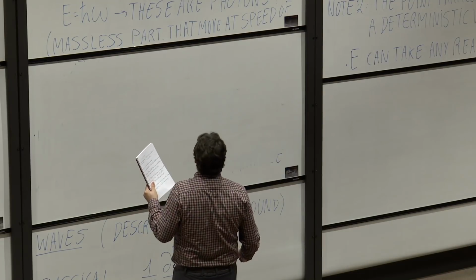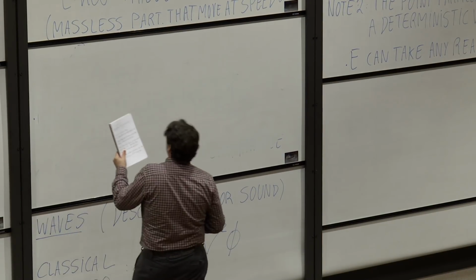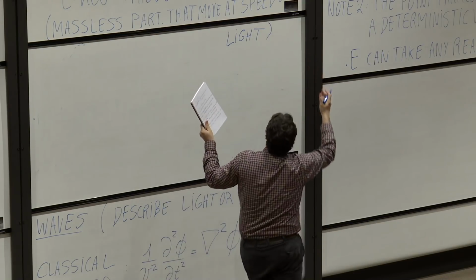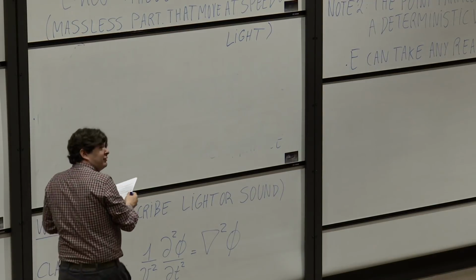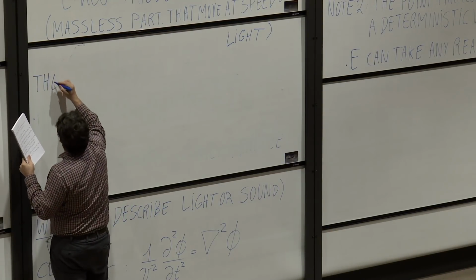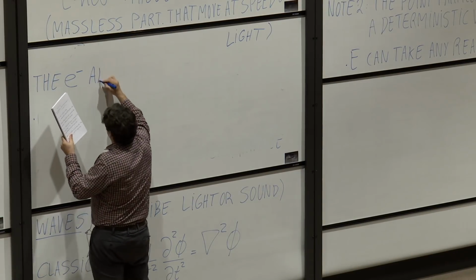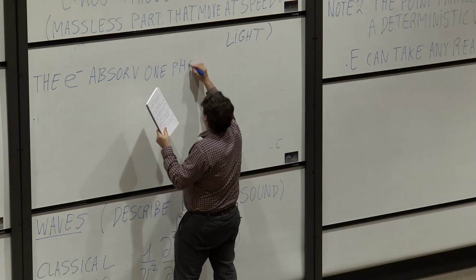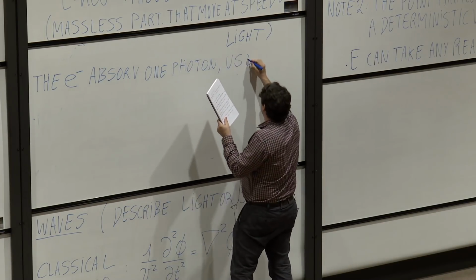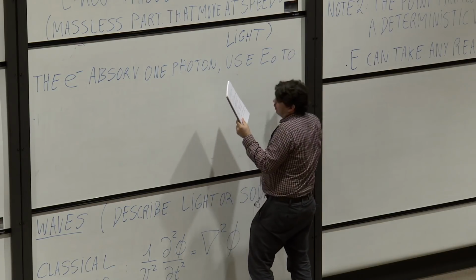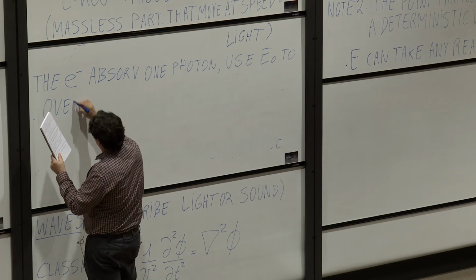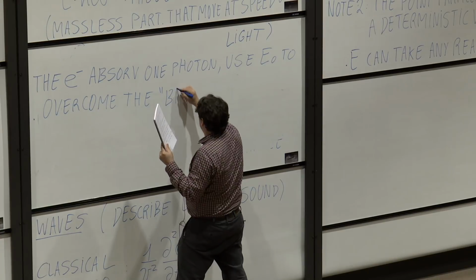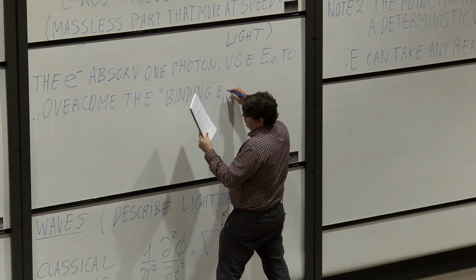Just erase one of the most important things that move at the speed of light. Then the explanation, so how this explains our results, is because the electrons, the e minus, absorb one photon, right? Then they use E zero to overcome the binding energy of the metal.